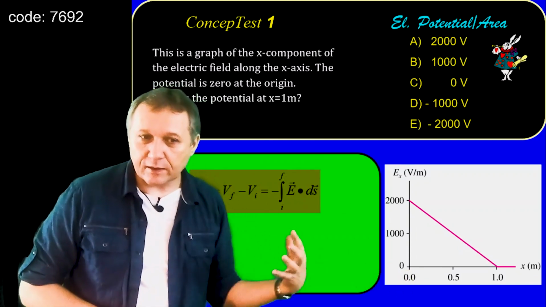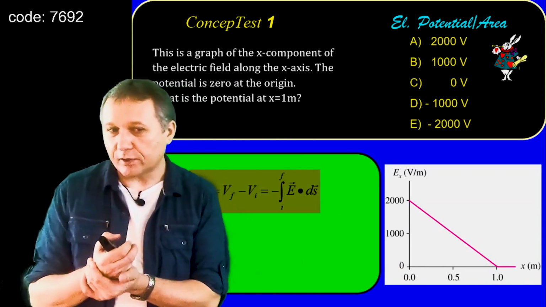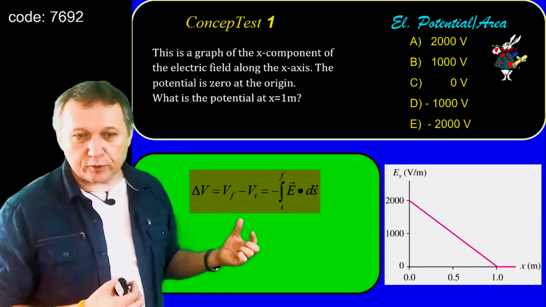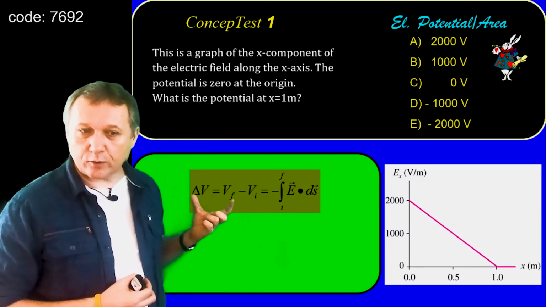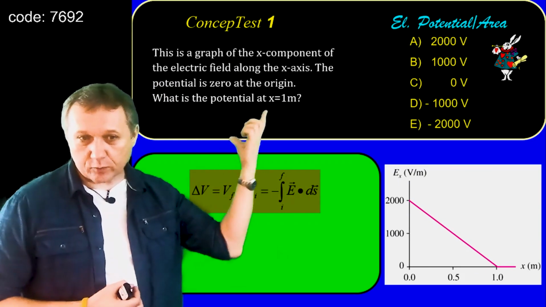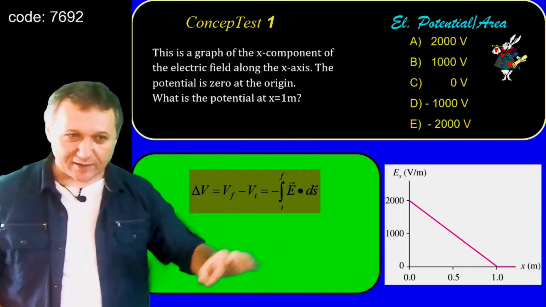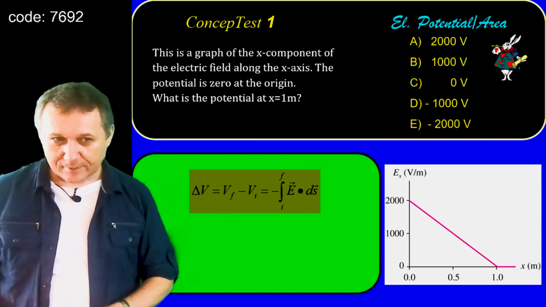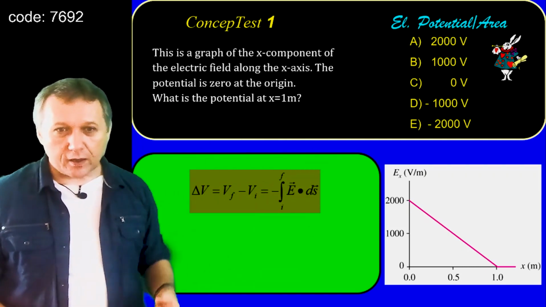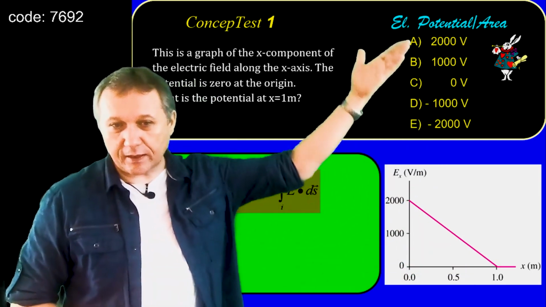If you don't give that information about a reference point or the value of the electric potential at a certain point, you will never be able to find V. You will be able to find only delta V. That's why every time they give us, let's assume that this is the reference point. So in this case, you need to find the value of the electric potential at point 1, and you see the options.